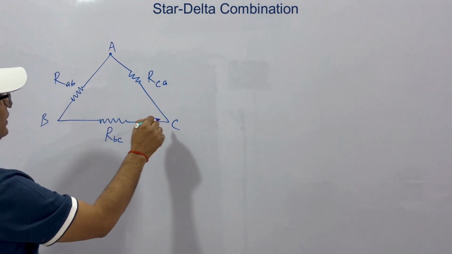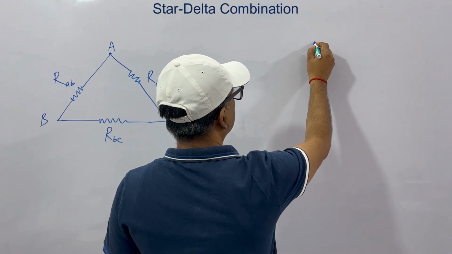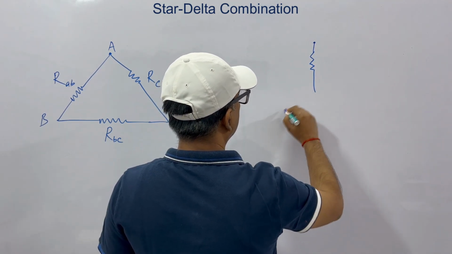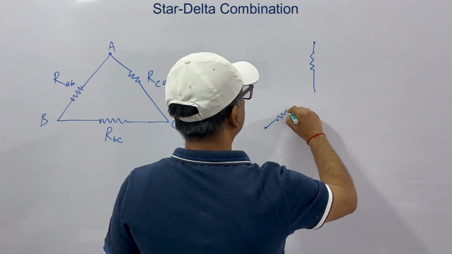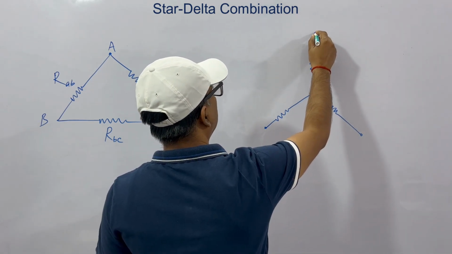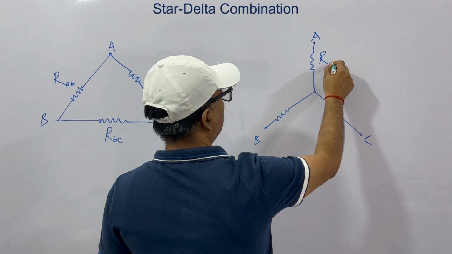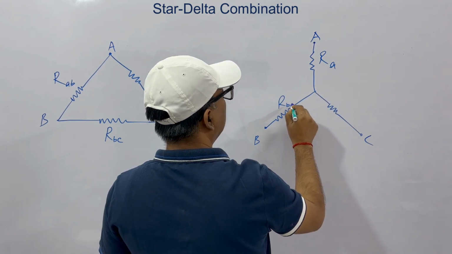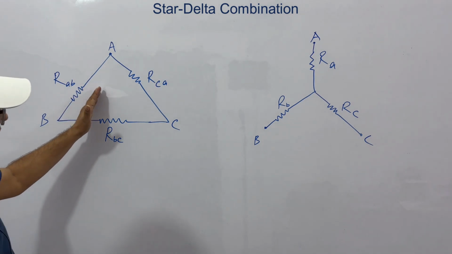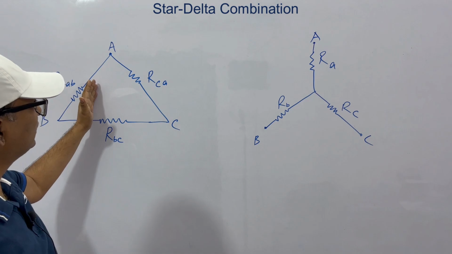See, this is delta. And we have a combination equivalent to this, which is called star. Let the nodes be the same, A, B, C. This is RA, this is RB, this is RC. Now, the beauty is that this type of circuit can be converted to this, and this type of circuit can be converted to this. How?